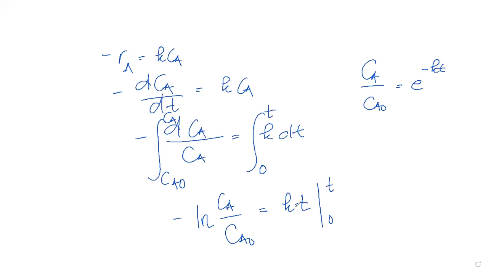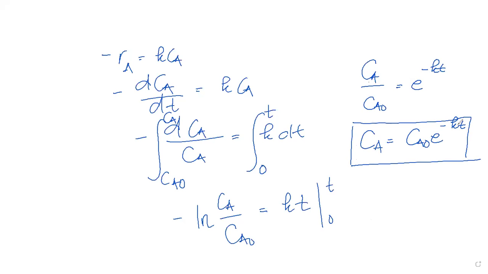For KT, you substitute 0 and T, so it would simply be KT because anything multiplied by 0 will be 0. So you now have a formula that will allow you to solve for the concentration of A after some time T. Of course, it's a given that you already know the rate constant K. Okay, that's for your first order, unimolecular, elementary type of reaction.